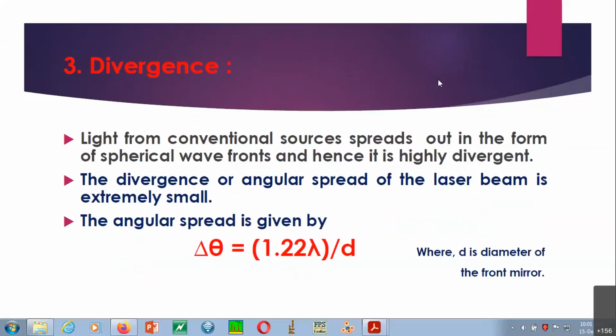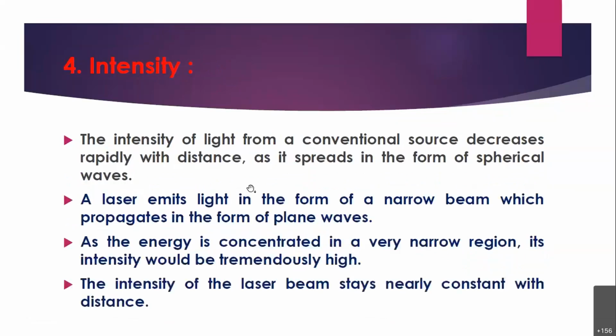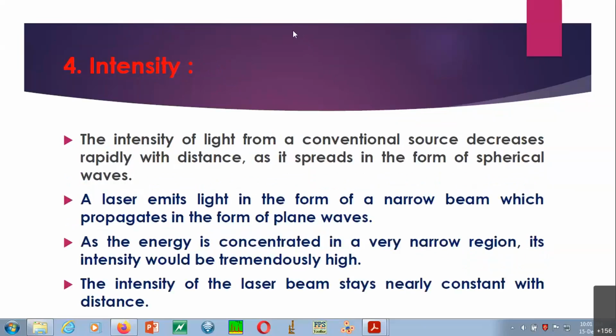The third is divergence. If you look at a normal source, the divergence is very large, highly divergent. But if you compare it to the laser beam, the divergence of the laser beam is very small. That divergence or angular spread is given by the formula 1.22 multiplied by lambda upon d. What is d? D is the diameter of the front mirror, the mirror from which you are taking the laser output. So that mirror diameter you have to consider as d. Then intensity: again, you know this intensity is also very high with the help of the optical resonator. All such things I have discussed over here, nothing to worry about.